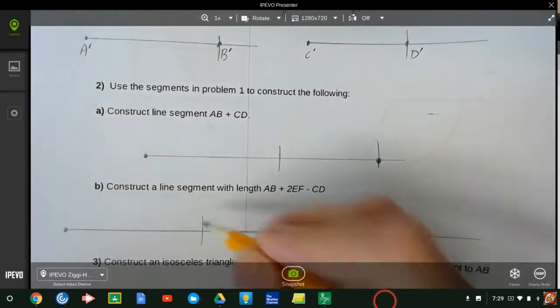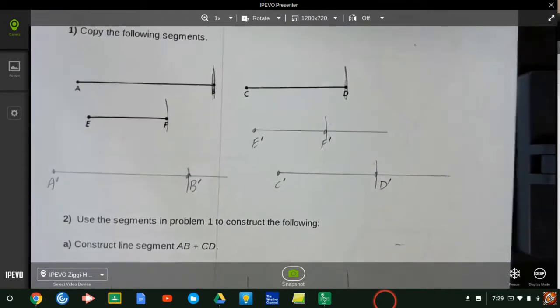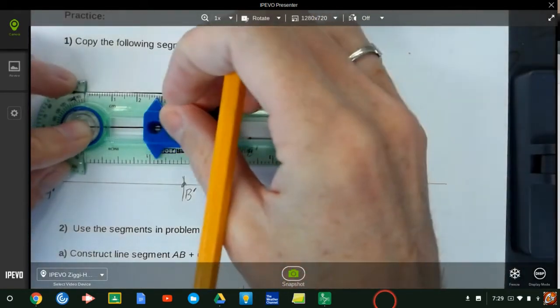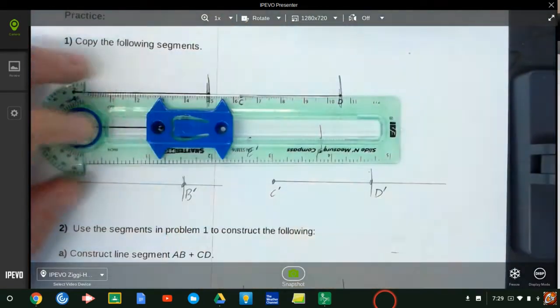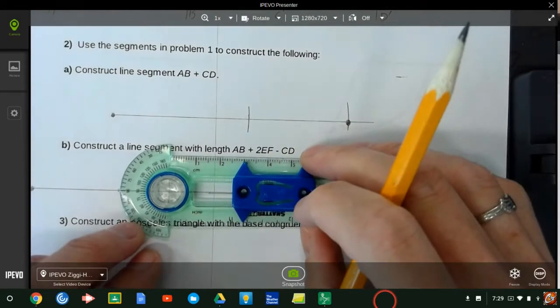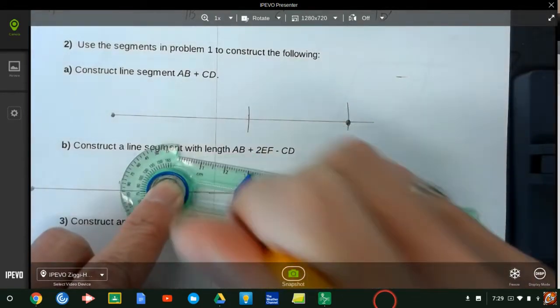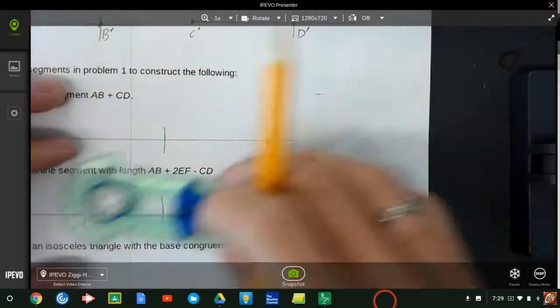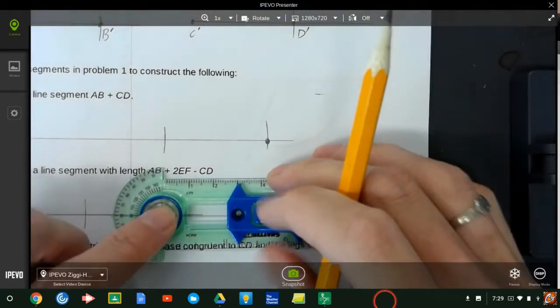1 AB plus 2 EFs, so I'm going to need an EF. So come back down here. I want 2 EFs. So from the end of this, there's 1 EF. And paper right away here. So from that mark, another EF.